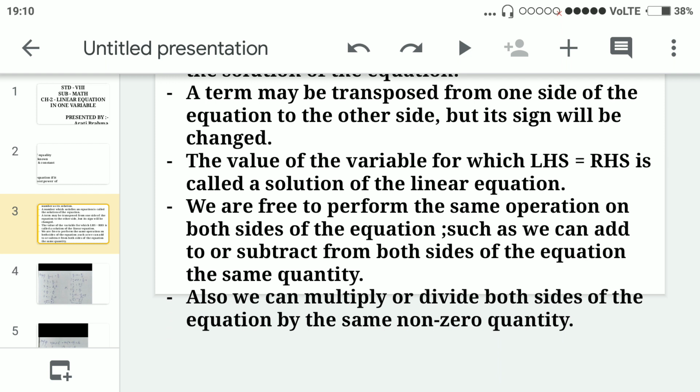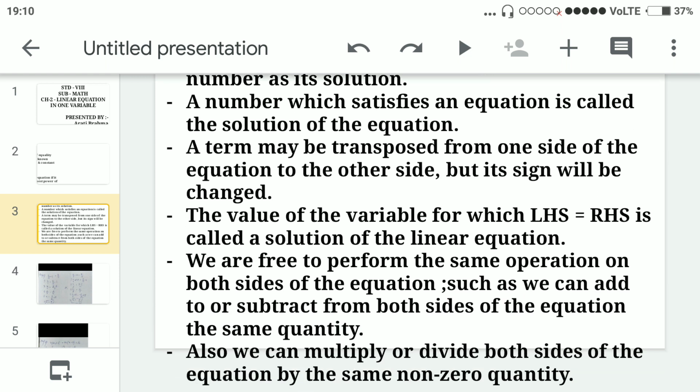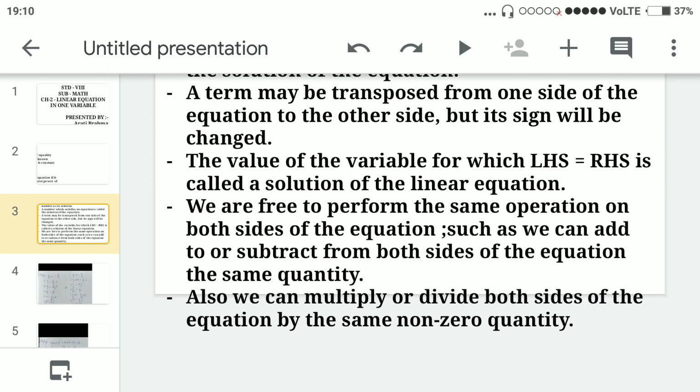That means if you change from any direction, from left hand side to right hand side or from right hand side to left hand side, the symbol will be changed from plus to minus or minus to plus, from multiplication to division or division to multiplication. That is the transpose. Then the value of the variable for which LHS equals RHS is called the solution of the linear equation. The value will be the same for both parts, LHS equal to RHS. Then only we can say yes, this is the particular solution.